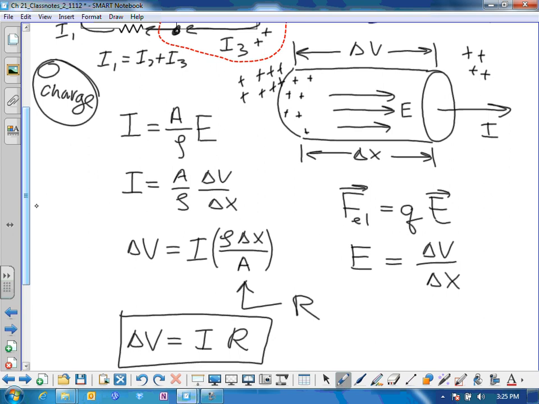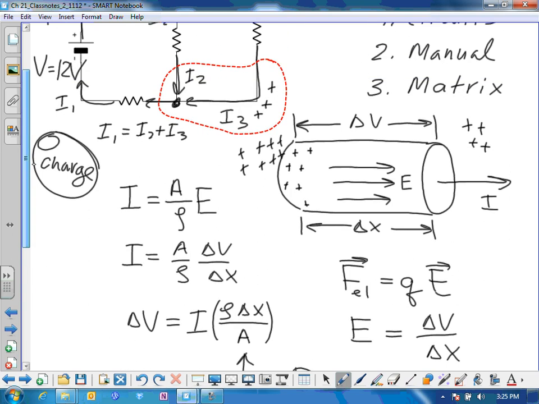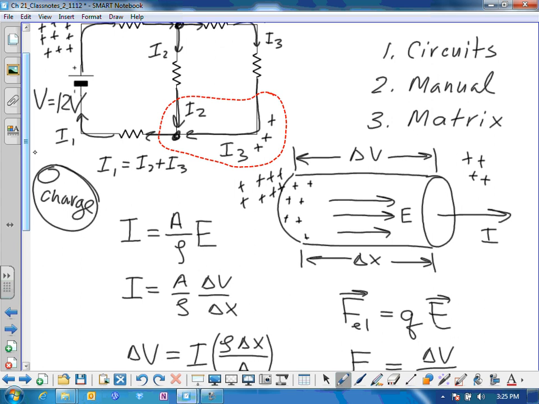I hope that this summary is useful. In our next segment, then we'll be starting to talk about how to apply this then to find the currents across the various circuit elements and to find the potential drop across each circuit element.